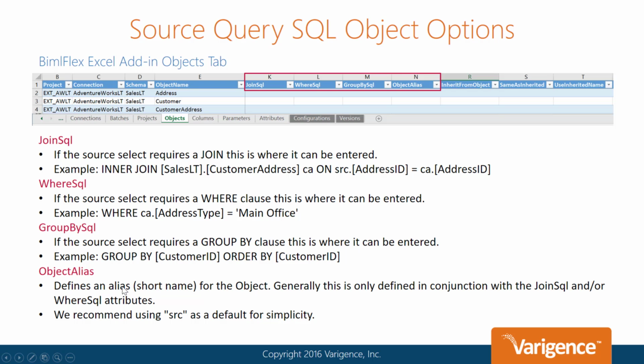And then the alias defines the short name. So the object alias in this case would be this word source here, and I'll show you in the next slide where that comes in. It's generally defined in conjunction with a join SQL and a where SQL. So it's where you are bringing two tables together that you want to alias the first object. So this will be the alias of the address table. And we recommend using SRC. In a lot of the examples, I just know source means that's my source table, and then alias the rest of it. But again, that's a personal preference.